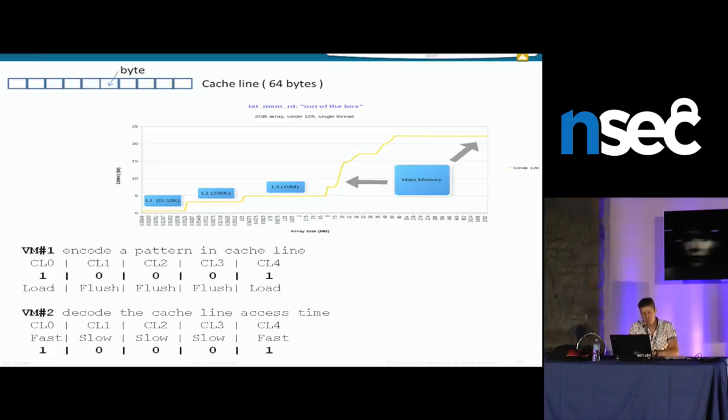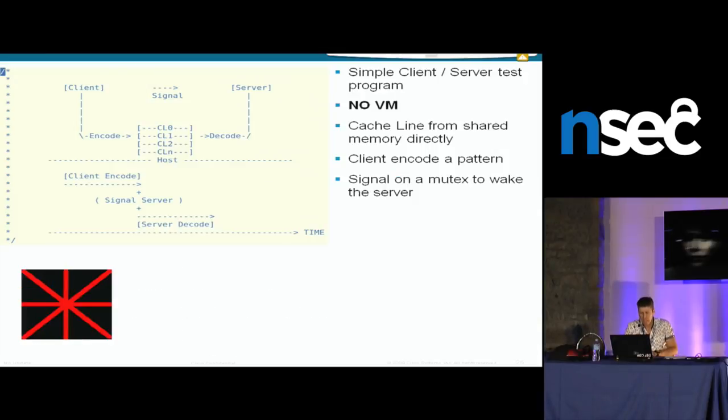And now for the decoding part, you have to access the memory where the cache line belongs to, and then you read it. If it comes back real fast, it means it's a 1 because it was already loaded. If it's slow, then it's a 0. Okay, so I guess it sounds simple, but let's dive into the core of it.